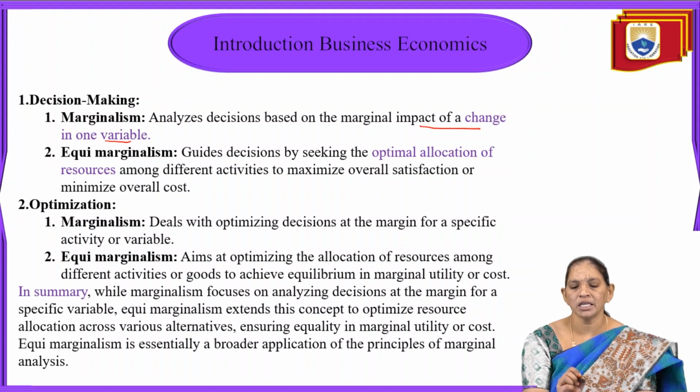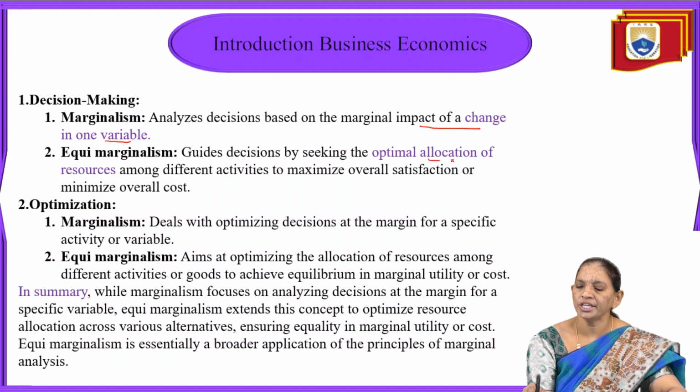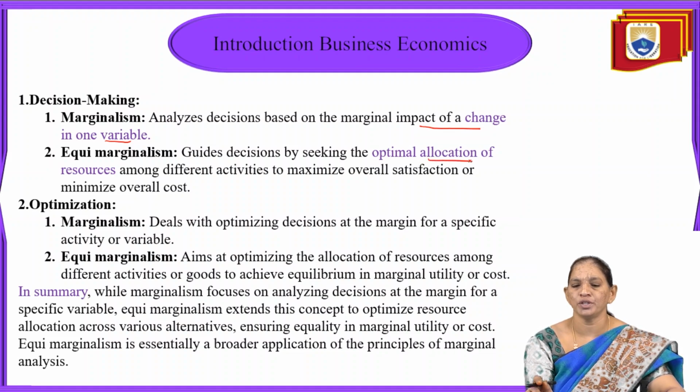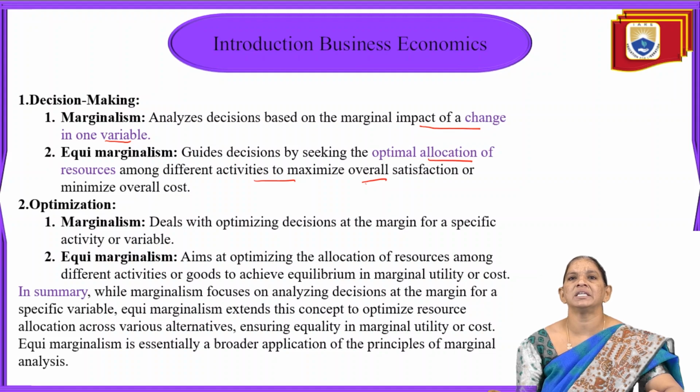But when you come under equi-marginalism, it guides decision making relating to the optimum or maximum allocation of resources to the different alternatives or activities, such that it will give overall maximum satisfaction of an individual while taking the decision. Means the decision will be taken in an overall sense by examining the different types of alternatives, such that the cost will be minimum by overall decreasing, and the satisfaction or marginal utility will be maximum.